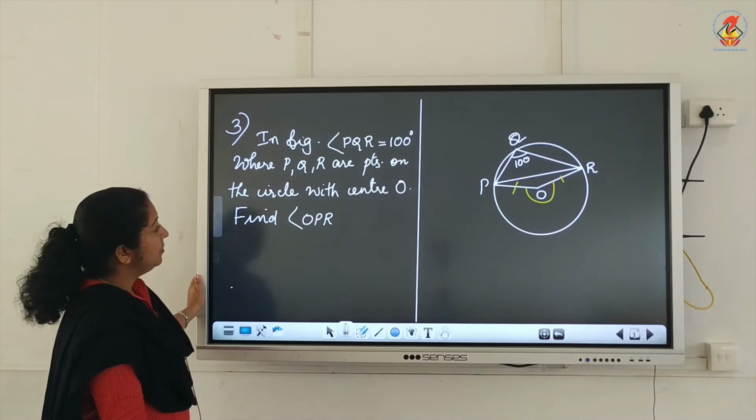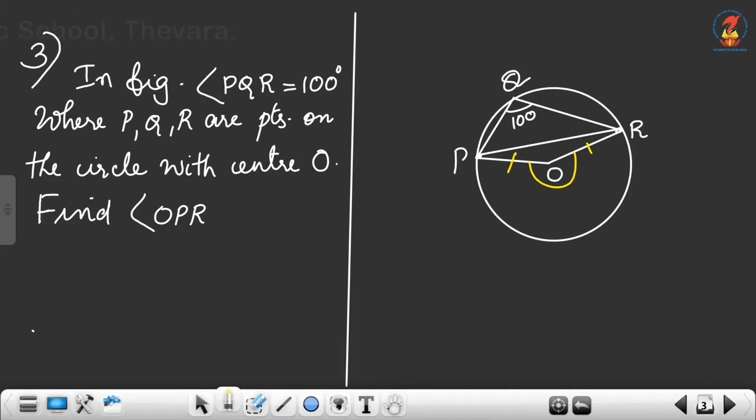Next, third question. In the figure, angle PQR is given as 100, where P, Q and R are points on the circle with center O. We have to find angle OPR. Angle PQR is given as 100. So, this is the angle made by this arc. This is actually the major arc.